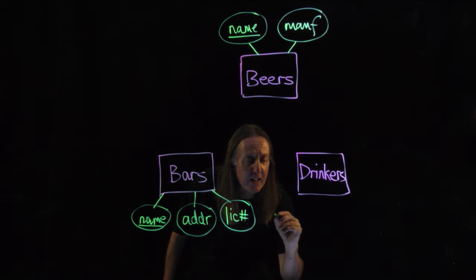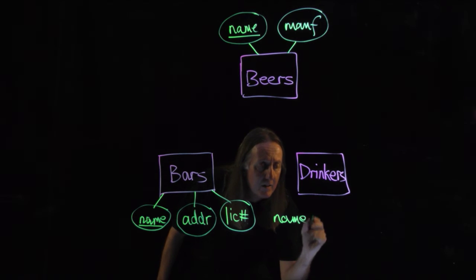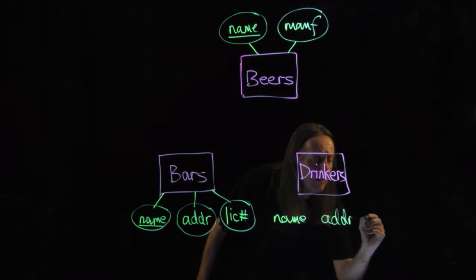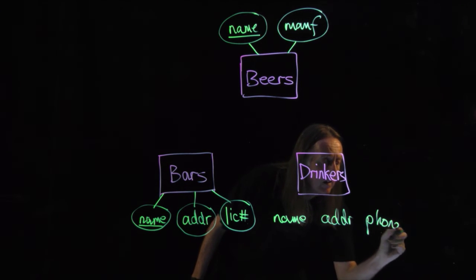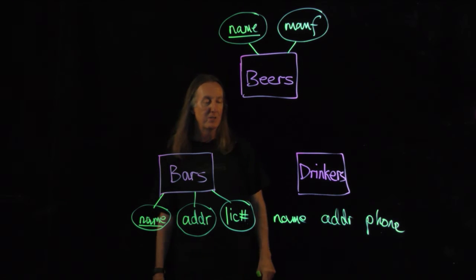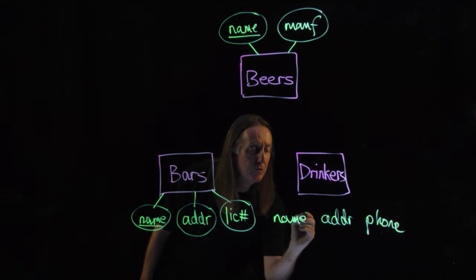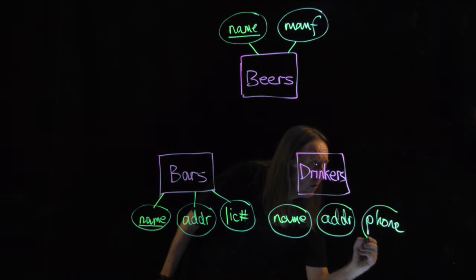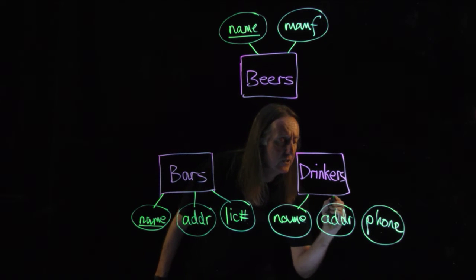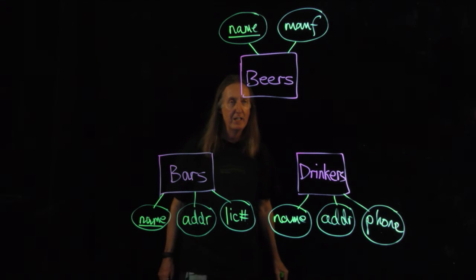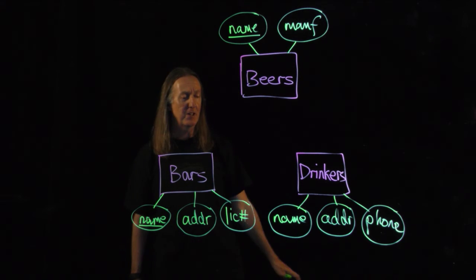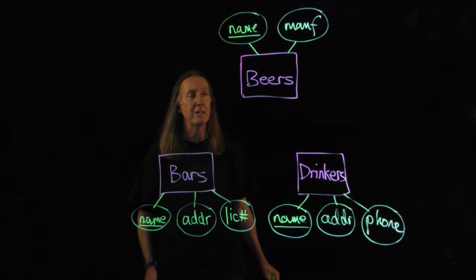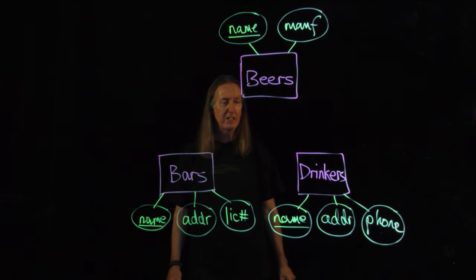Well, once again, drinkers have a name, drinkers have an address, and drinkers have a phone number. And that will give us three attributes for the drinkers entity. And looking at the requirements, that's pretty much all that we need to model for drinkers. Name, address and phone number. And once again, we're going to make the slightly unrealistic assumption that there are no two drinkers with the same name, so we can make name as a primary key for the drinkers table.